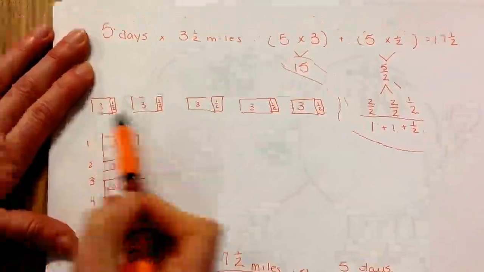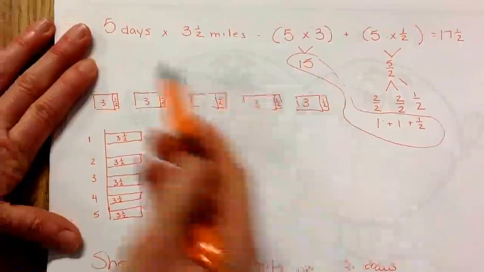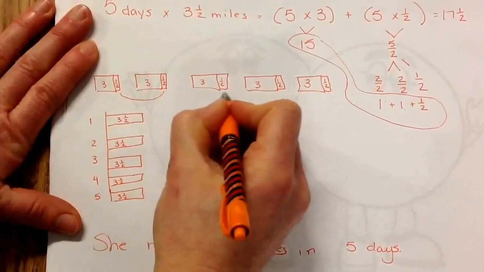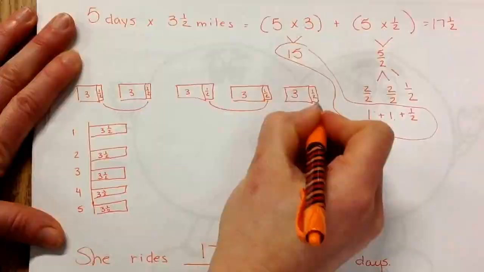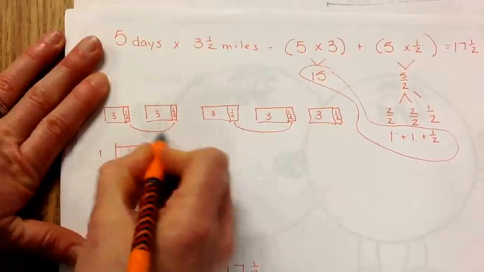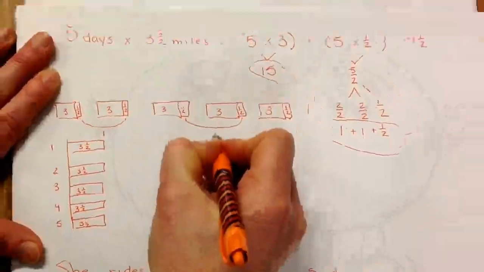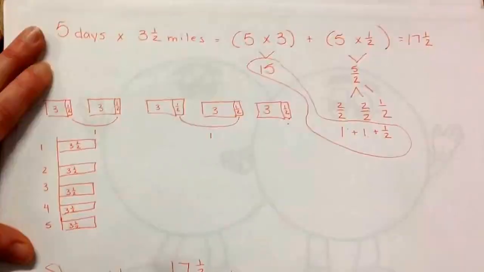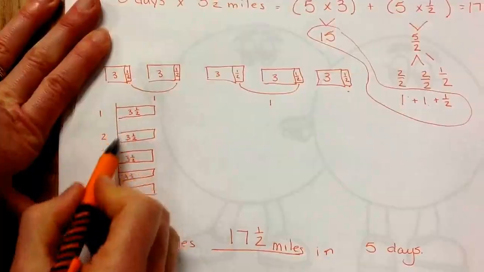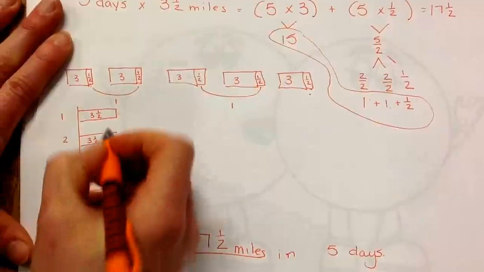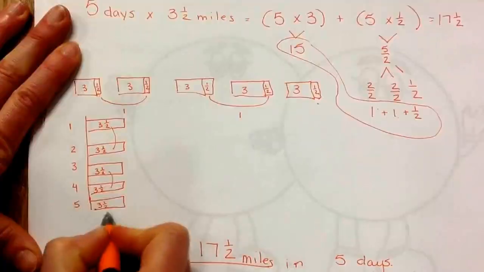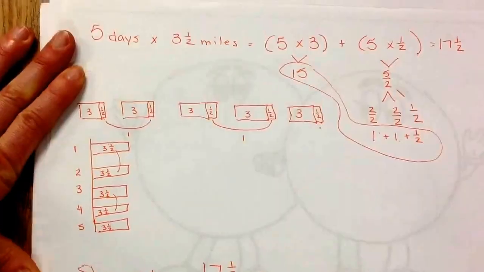If I added this up, 3, 6, 9, 12, 15, 16, 17 and a half. See how I connected that as 1, 1, and then I just had a half? Or if I added these up, 3, 6, 9, 12, 15, 16, 17 and a half. They all add up to the same thing.